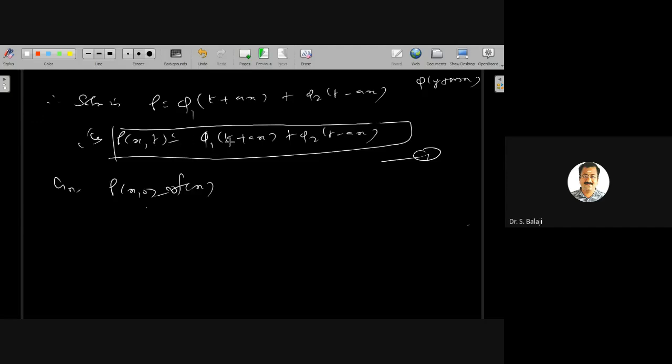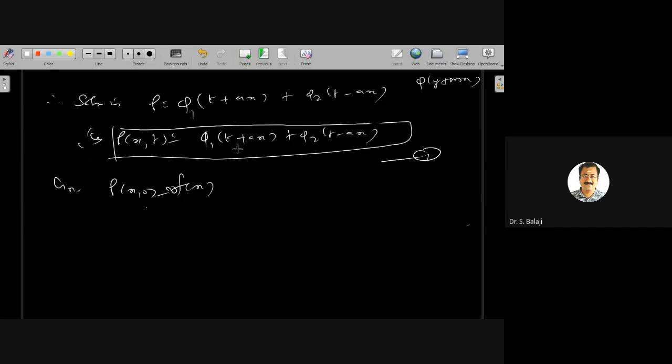Rho of x comma 0 is equal to f of x here, t is equal to 0, and here you can get pi 1 of ax plus pi 2 of minus ax. It means that we are getting f of x equal to pi 1 of ax plus pi 2 of minus ax. That is one equation. Another equation is given as dou rho by dou t.